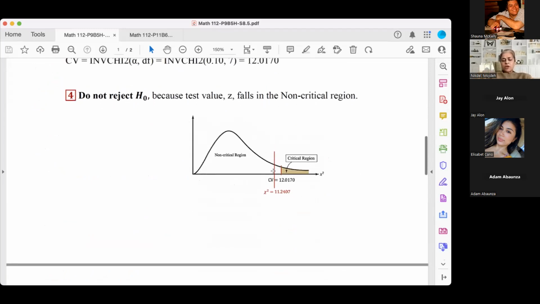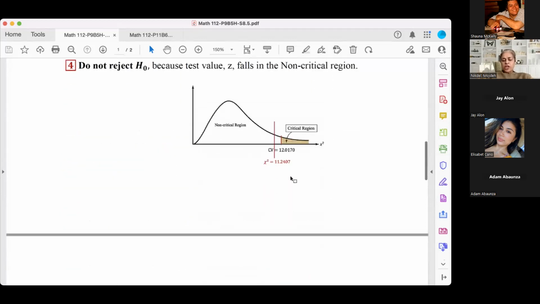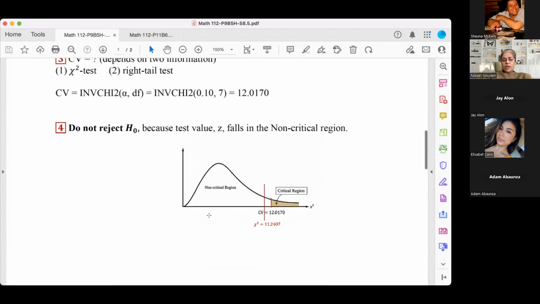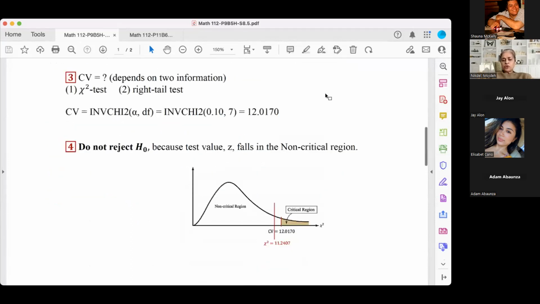So I drew my positively skewed curve. My critical value was 12.0170. That's the small red line you see here. My test was a right tail, so I shade the right side of my critical value. The shaded region is the critical region, the non-shaded region is the non-critical region. Then I put my test value on my graph, 11.2407.